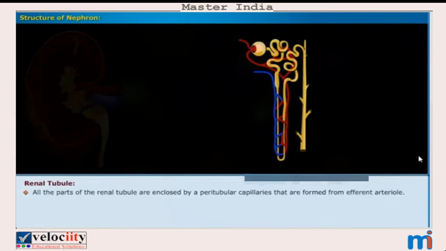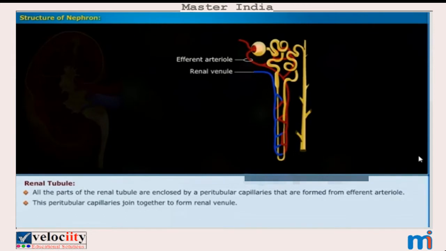All the parts of the renal tubule are enclosed by peritubular capillaries that are formed from the efferent arteriole. These peritubular capillaries join together to form the renal venule.